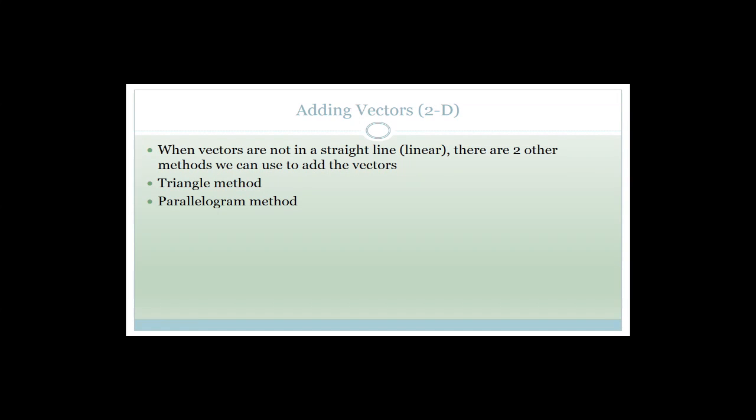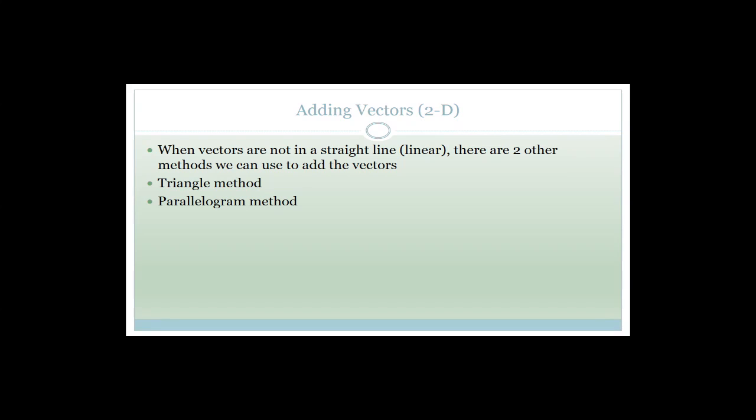Okay, now let's talk about adding vectors in 2D. So when the vectors are not in a straight line, there are two other methods we can use to add the vectors. The one is triangle method and the other is a parallelogram method. Now traditionally, I need to tell you that originally the parallelogram method was in the curriculum, but now it is no longer in the curriculum. So what they do is they can't ask you to do something with the actual parallelogram method, but it might be your choice to use the parallelogram method instead of using the triangle method. I personally think the triangle method is easier.